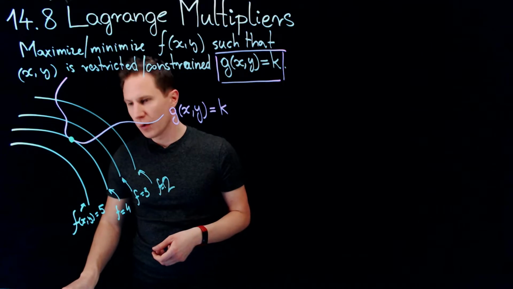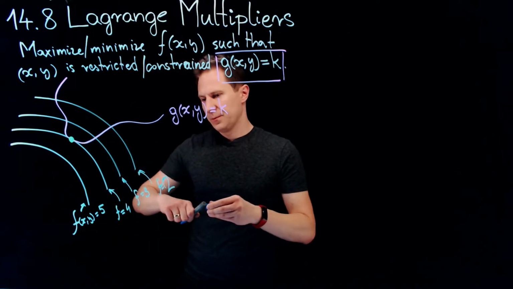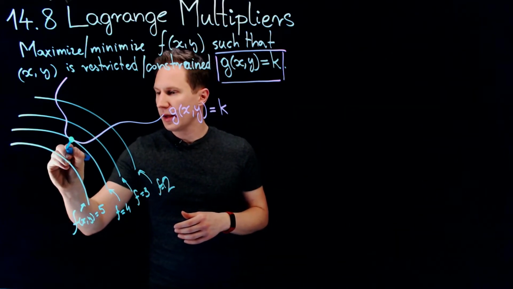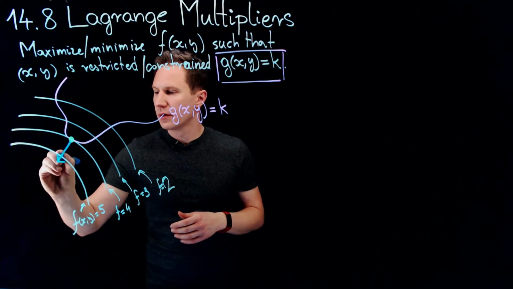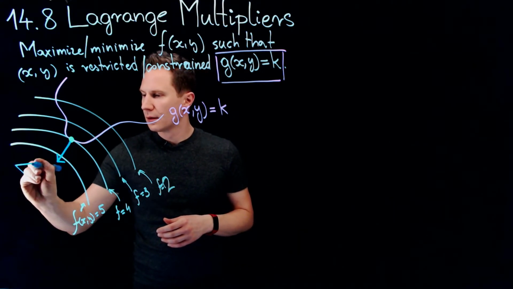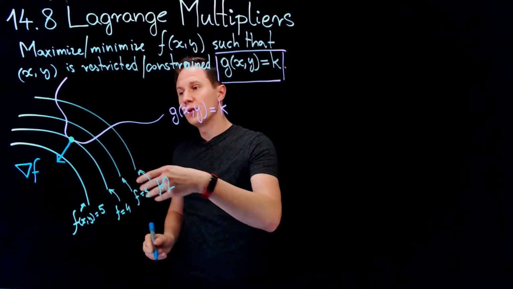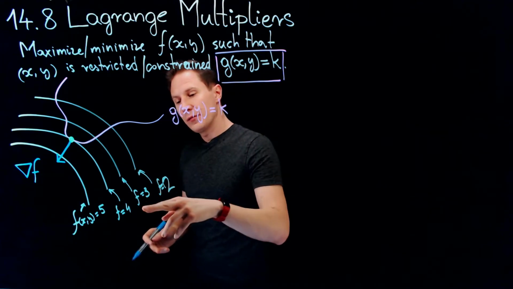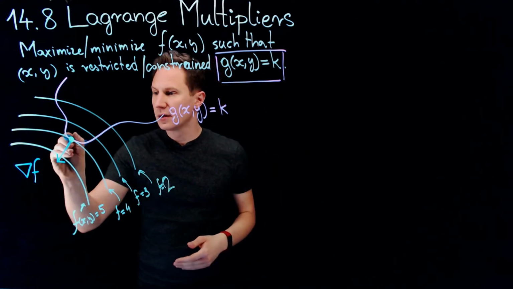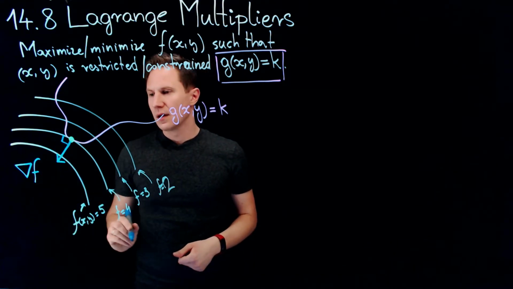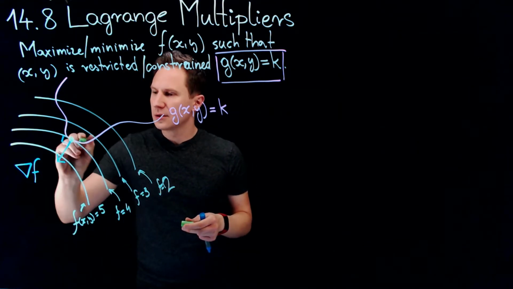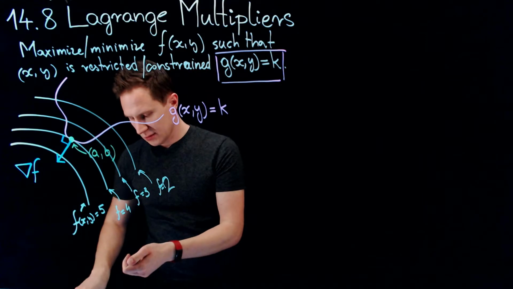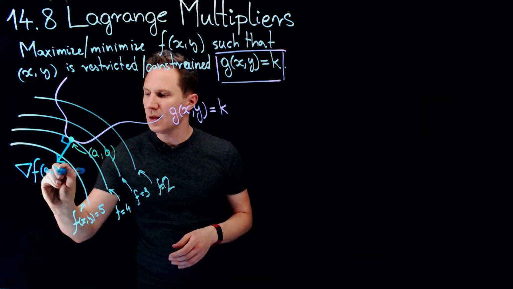So now if I draw the gradient vector of f at this point, I get a vector something like this, and it points in the direction in which the function is growing the fastest. So it's perpendicular to the level curve. Let's give this point coordinates a and b. So this will be the gradient at (a, b).